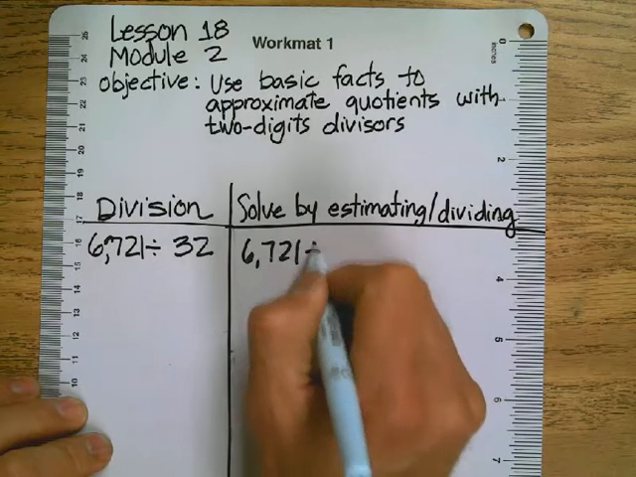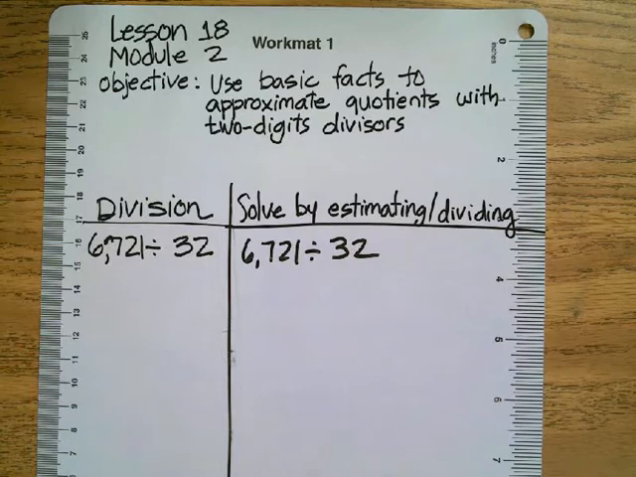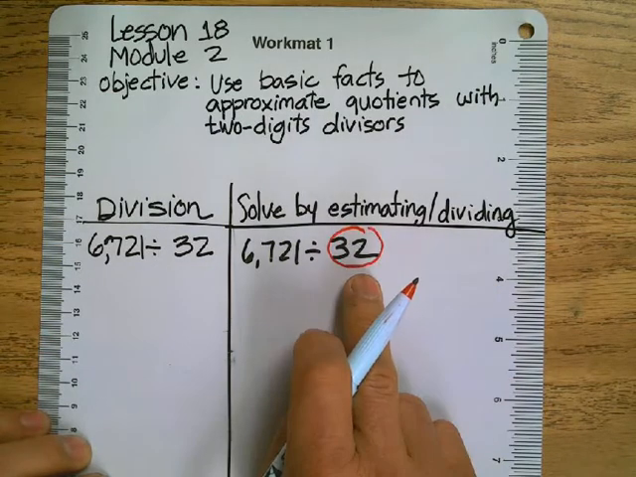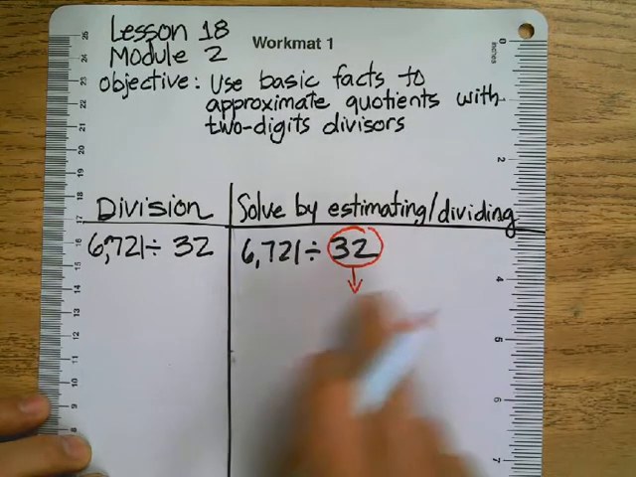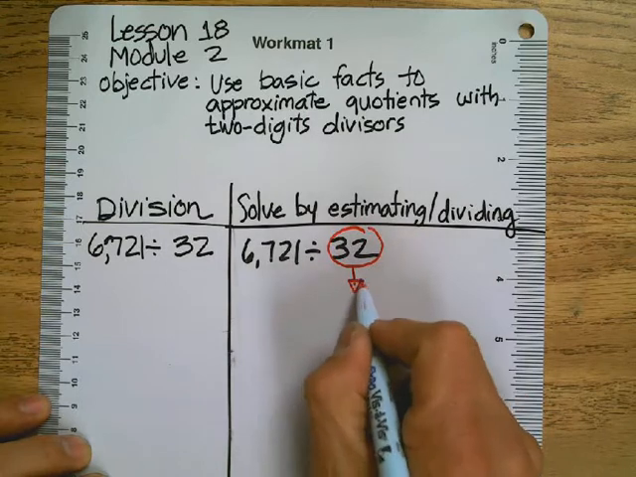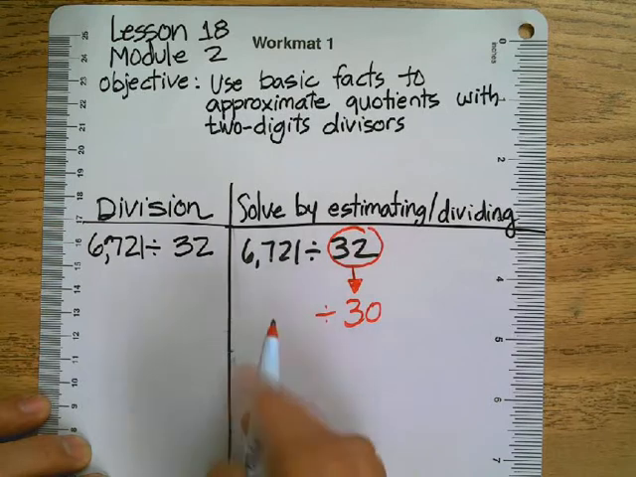6,721 divided by 32. The first step right here, my friend, is we're going to circle the divisor. So this is going to be our unit, okay? That's going to be rounded to, this number is between two numbers, 30 and 40. This is closer to 30, so we're going to write 30. Now we're going to divide this by this number right here.